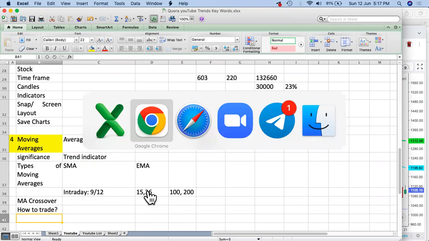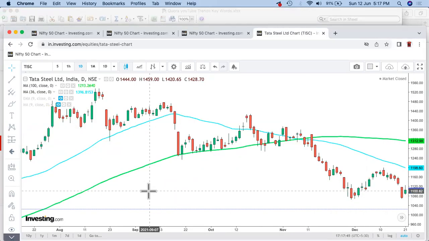Generally, we prefer using moving averages not on a standalone basis, not alone, but together with other indicators like RSI, MACD, and others, or maybe Bollinger Bands also, which give you better results. Or it can also be used with candlesticks. We'll see that gradually one by one. For now, we'll end this session.